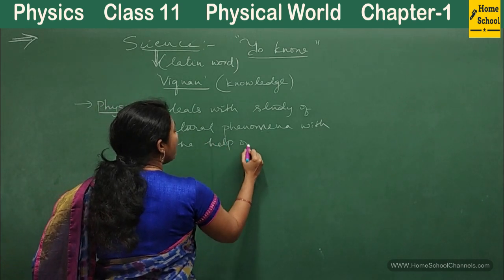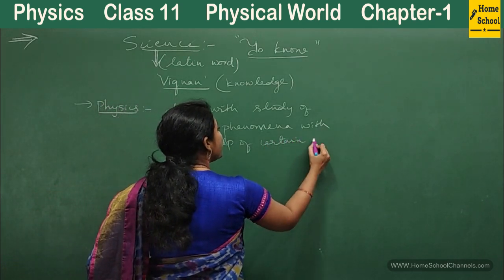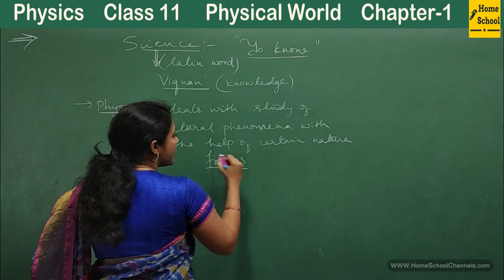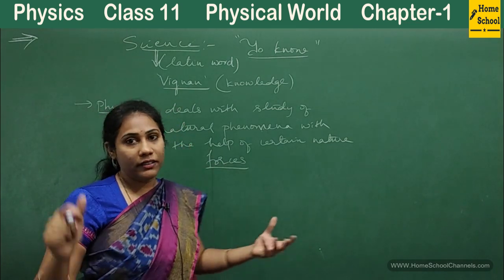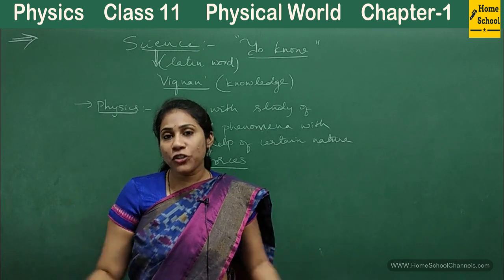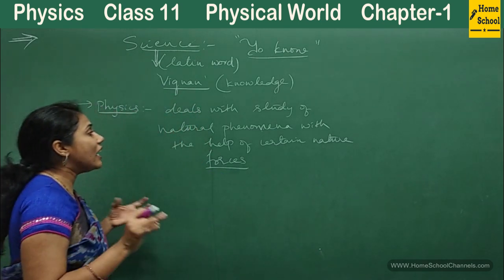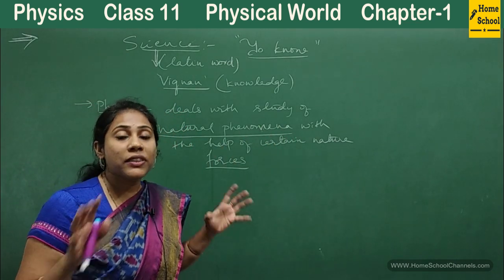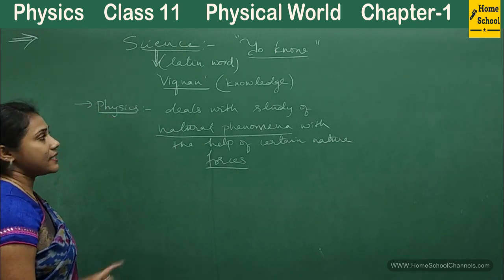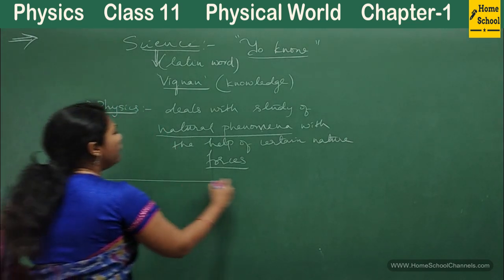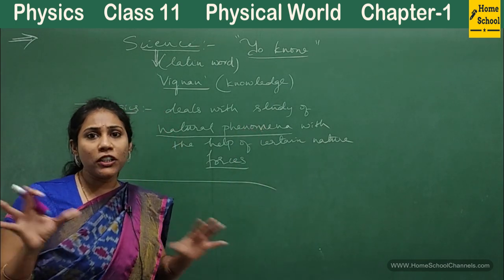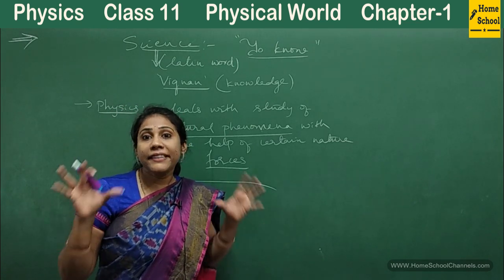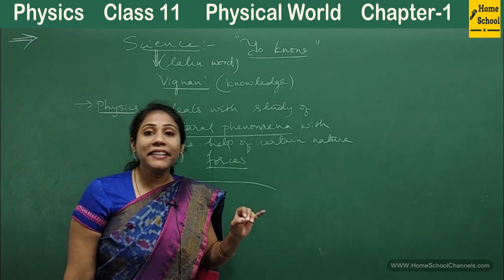With the help of certain natural forces, there are certain natural forces existing in our nature. With the help of these natural forces and natural laws, we are trying to understand the natural phenomena that take place in nature. This branch of science we call physics. Every natural phenomenon, whatever you want to study, must be studied in a systematic way, and that method of study we call the scientific method.